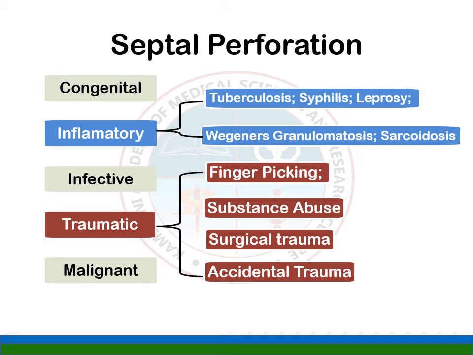Apart from all this, there is also accidental trauma. Accidental trauma would be because of some penetrating injury or a trauma which will lead to a hematoma and thereby to a septal perforation. Malignancy again has multiple causes, but because we will be bothered more about the malignancy itself, septal perforation will be taking a back seat.